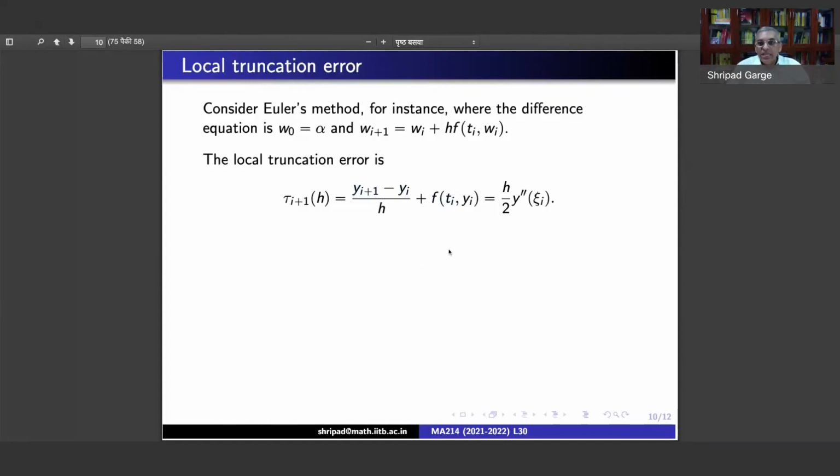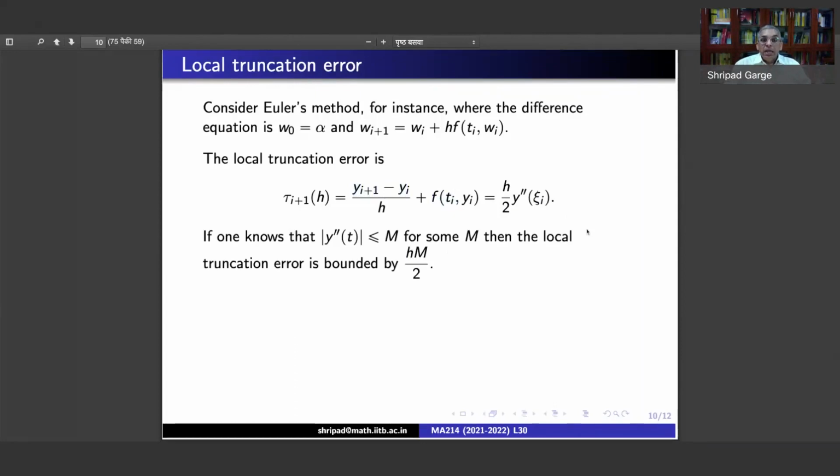So what we have is h by 2 y double prime at xi. And if you know that y double prime of t is bounded above by some capital M, then the local truncation error will be bounded above by h capital M by 2. This is the local truncation error for Euler's method.